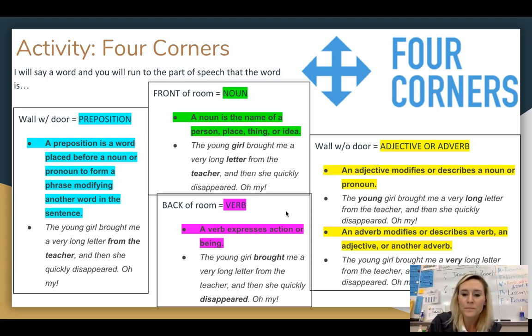An adverb, however, and this one is tricky. Everyone knows an adverb modifies or describes a verb, but did you know an adverb could also describe an adjective or another adverb? That's really important because those are the things that get left out a lot of times when you guys are trying to identify sentence parts. The young girl brought me a very long letter from the teacher, and then she quickly disappeared. Most people recognize that quickly, that ly, as being an adverb, but the other ones may be a little bit more difficult to spot.